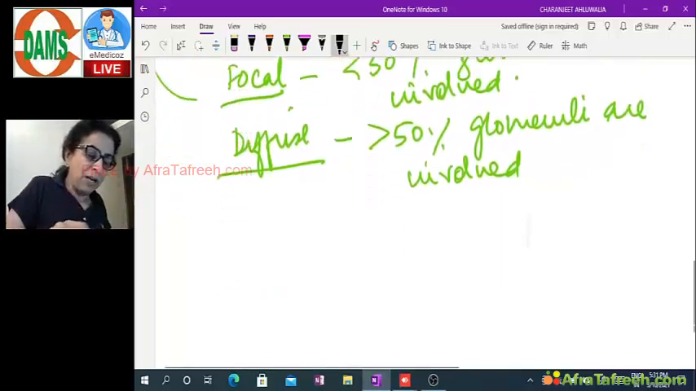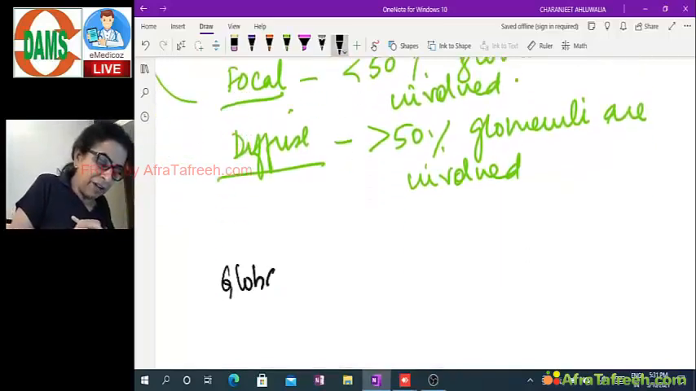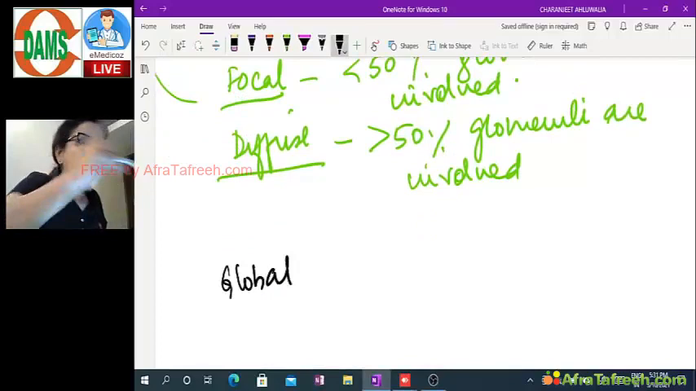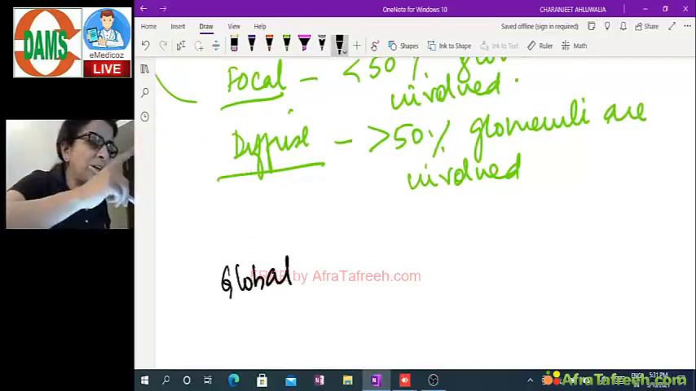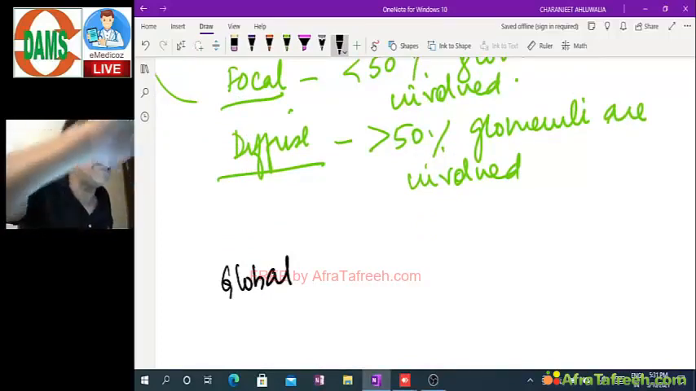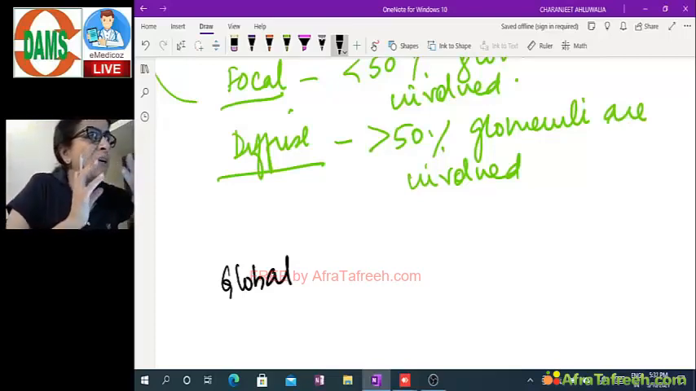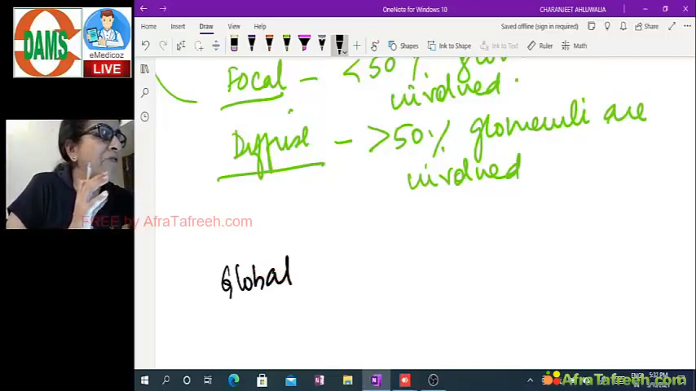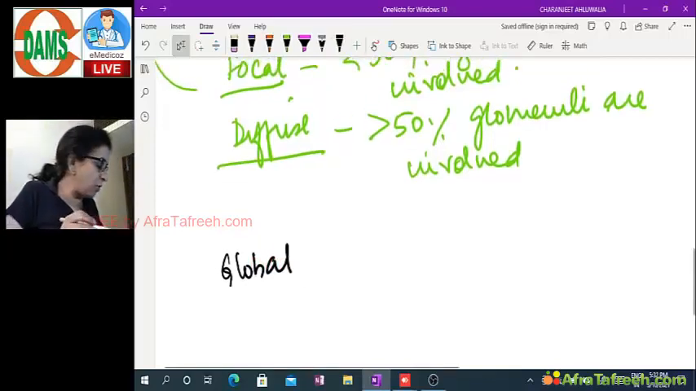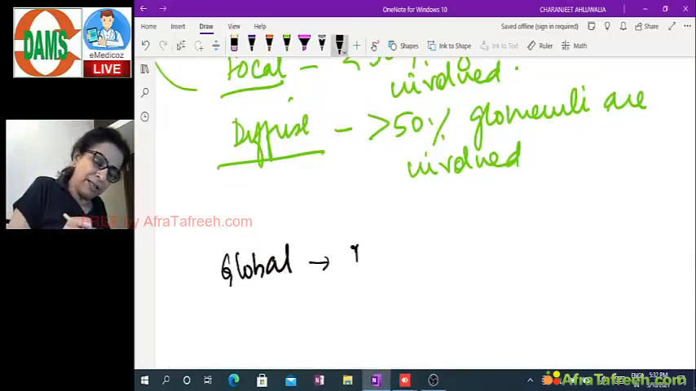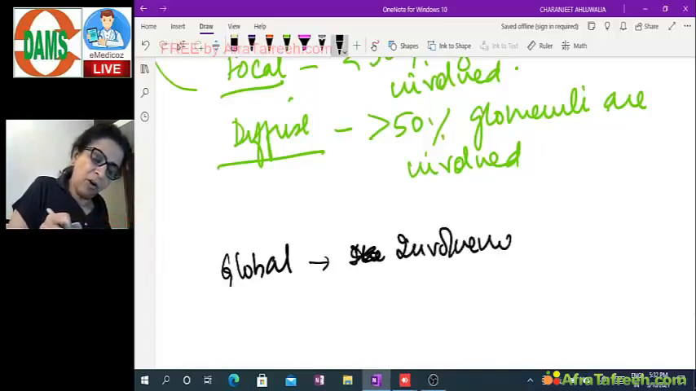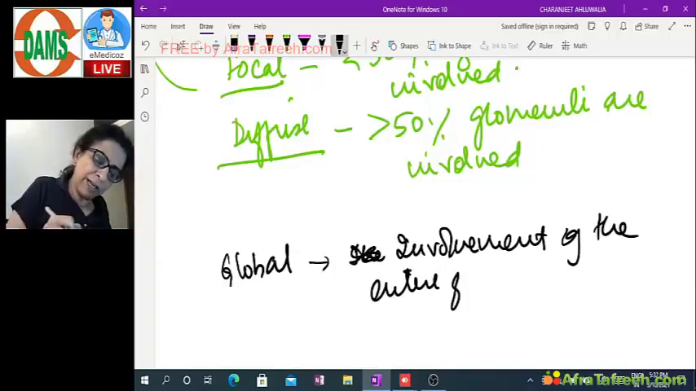Now what is global? Global and segmental refer to one glomerulus. Now look at a single glomerulus. In that one glomerulus, is the disease involving the entire glomerulus? That's a global disease. If the disease is involving only a segment of the glomerular capillary tuft, that's called segmental disease. So global means the involvement of the entire glomerular capillary tuft.